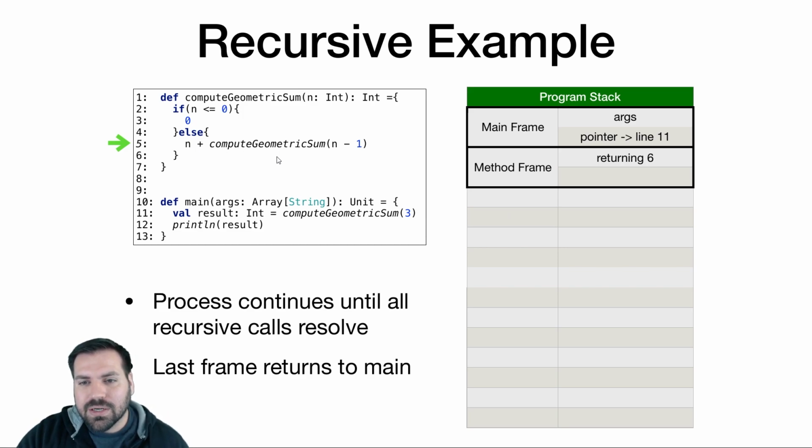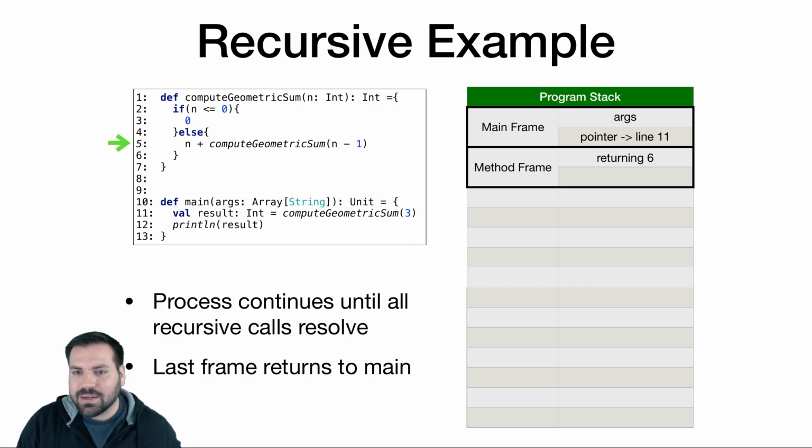If we had another recursive call waiting for that value of 6 that said compute geometric sum of 3, and I'm going to add 4 to it, well, that would work too. We would have that method returning 10. Then something calling that method, the assumption would still be correct. Like, the assumption is always correct as long as we design everything properly.